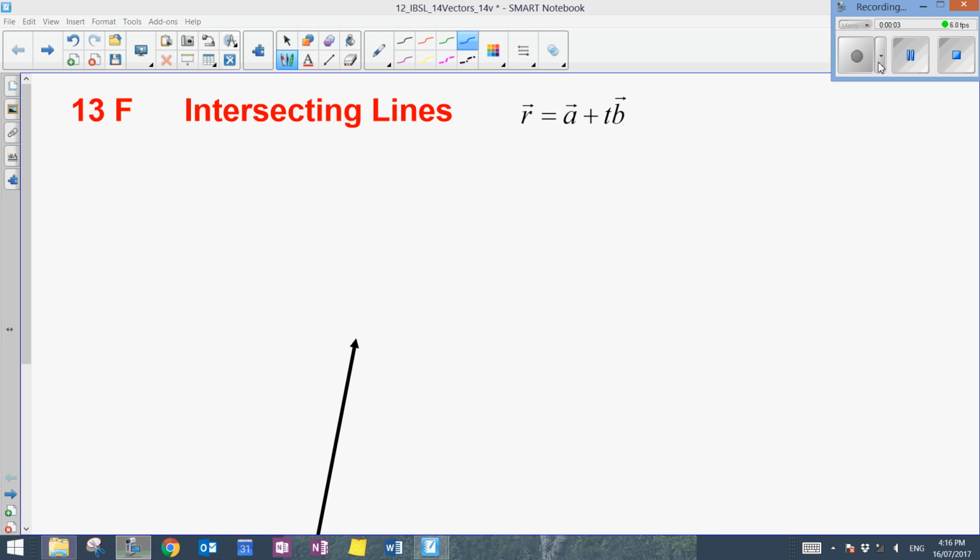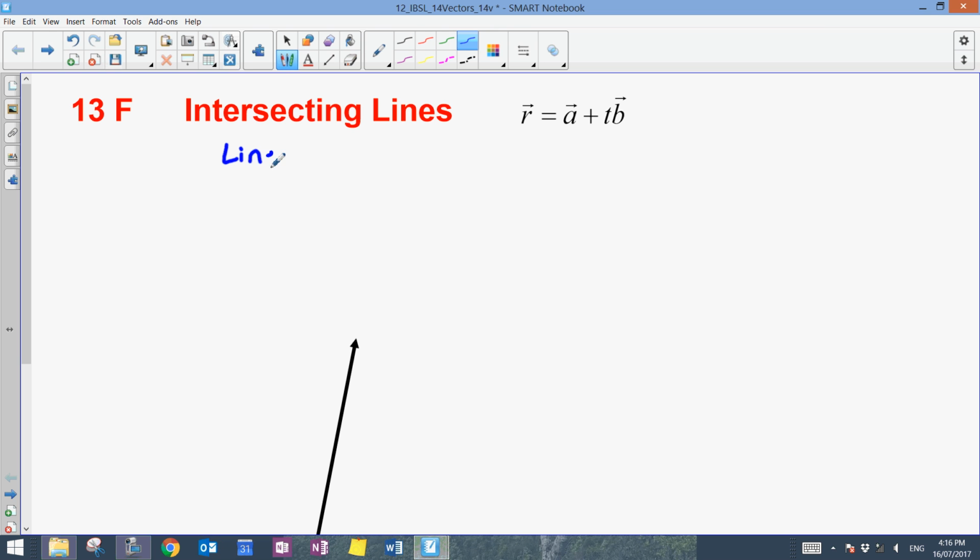Hello IB, 13F. We are getting into intersecting lines, and this is going to be a relatively quick video since we're just going over how we actually find a point of intersection. If we're using a vector equation, line 1 is represented by the resultant vector equal to the position vector plus this velocity vector, and then we've got a second line. How do we actually figure out when they intersect?